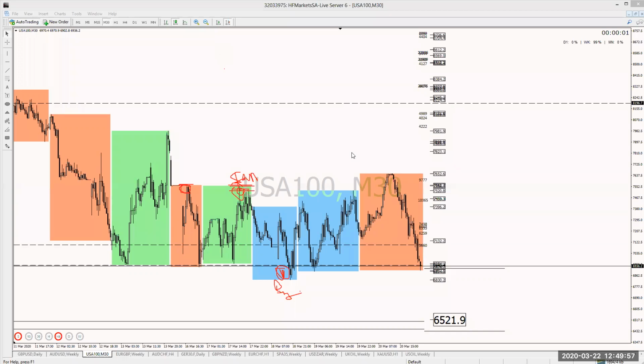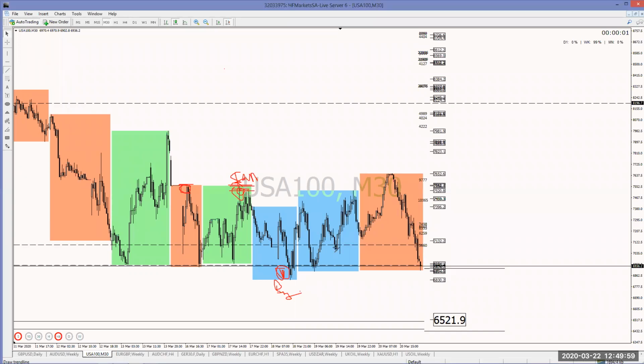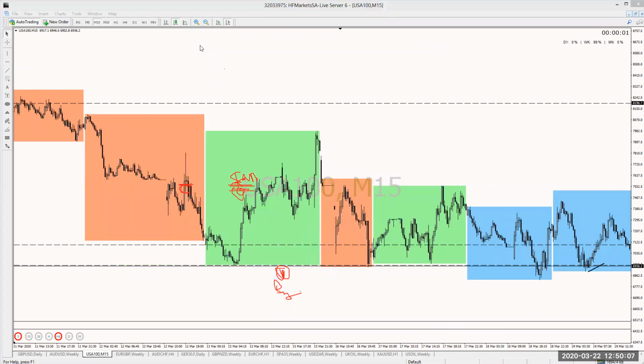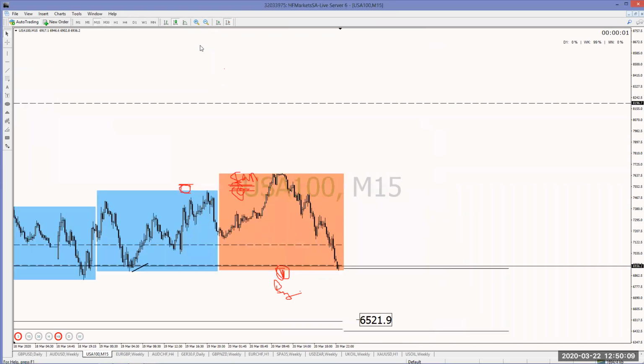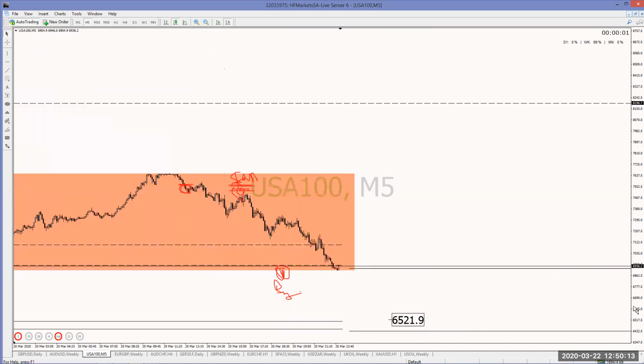If you don't want to wait for a signal, okay, let me show you something. If you don't want to wait for a signal, let me use this day. Let me go to 5 minutes or 15 minutes. If you don't want to wait for a signal, at least wait for a trend line break of some sort.